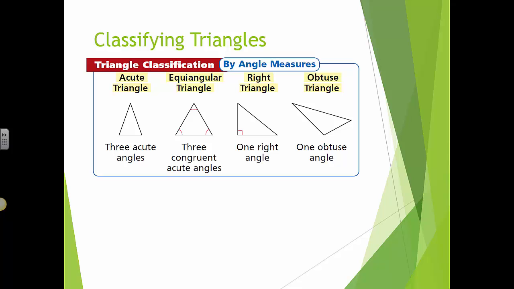All right, so the way that you classify triangles by their angles is in 4 different ways. The first way right here is an acute triangle. And acute triangles are triangles where all 3 angles are acute.